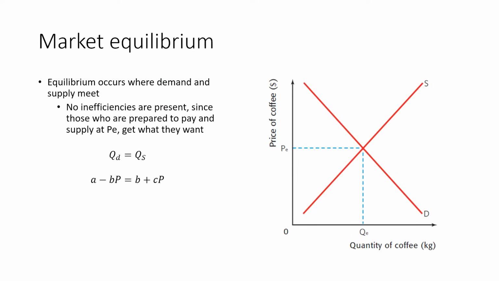So the market is in equilibrium when supply and demand meet. There are no inefficiencies present, since those who are prepared to pay and supply at P equilibrium get what they want, so that these people down here are not willing or able to pay a price PE for their good, therefore they should not get the good. Same here, they don't want to supply as much here because they won't make enough profit, so then they shouldn't do it at all. So it's an equilibrium in the center here, and you can solve this on your paper 3s by setting the function for quantity demanded equal to quantity supplied. Then you can solve for the equilibrium price, and once you have that price, you can substitute that into whichever of these to find the quantity.